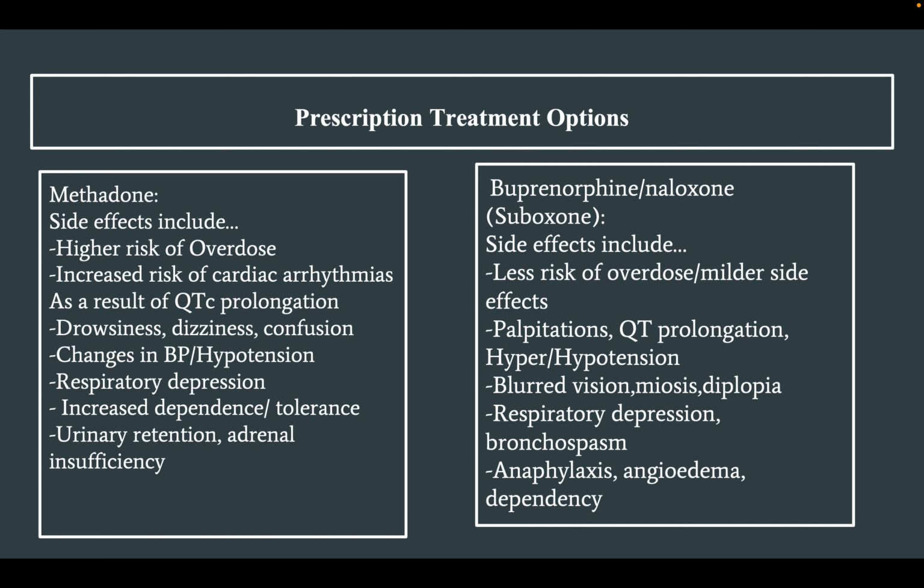So, prescription treatment options: there's methadone, which is used for individuals who are trying to slowly get off using the opioids. And then there is buprenorphine or naloxone, Suboxone, which is often used in contrast to methadone to try to reduce the symptoms and effects of opioids.